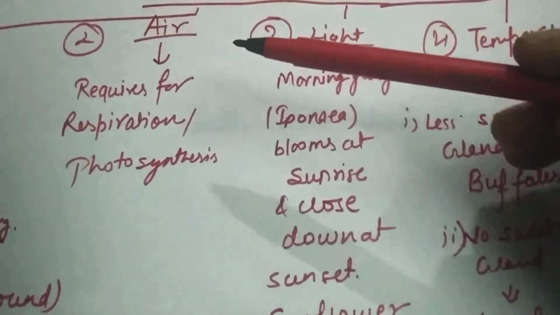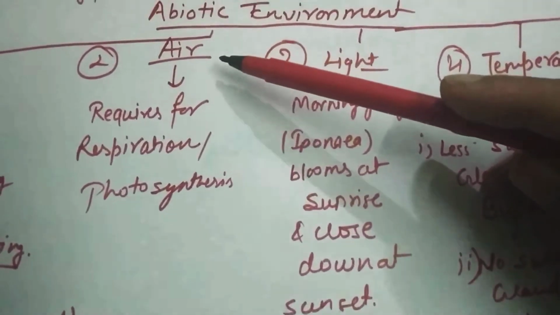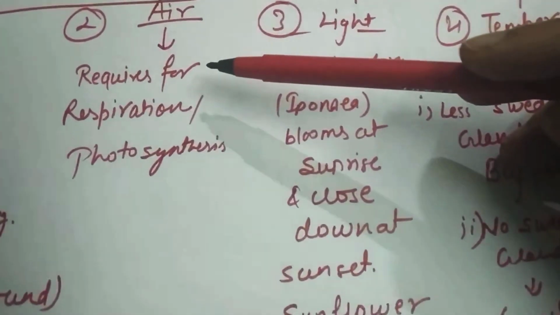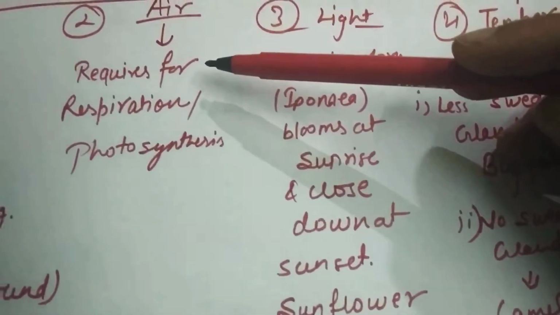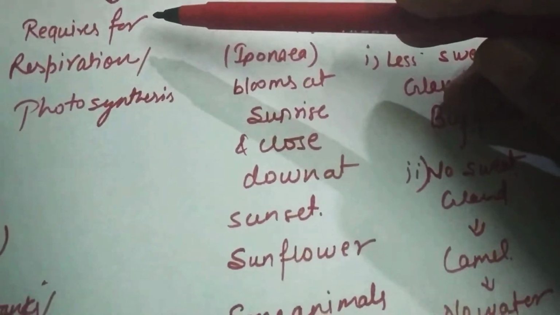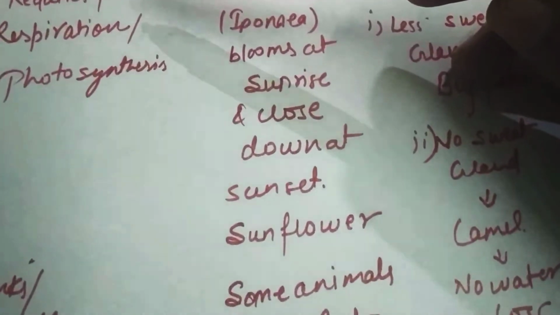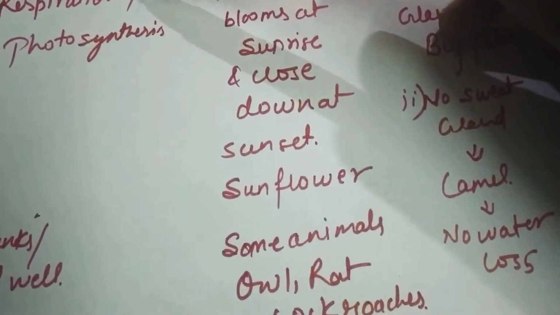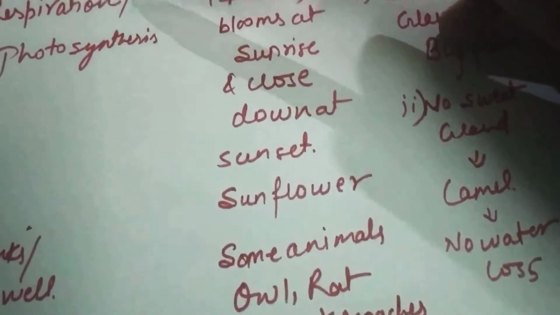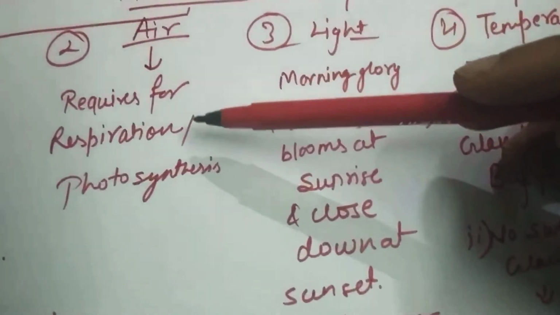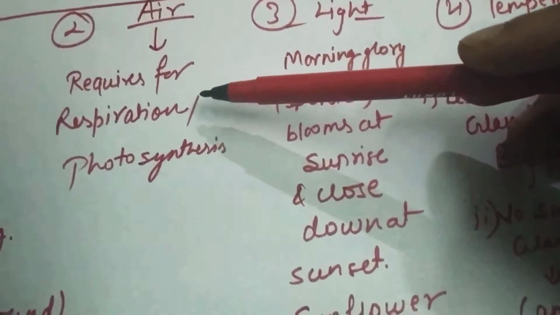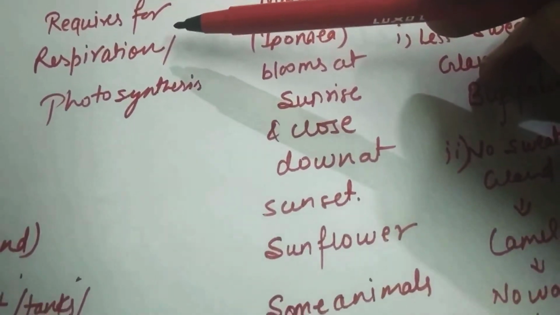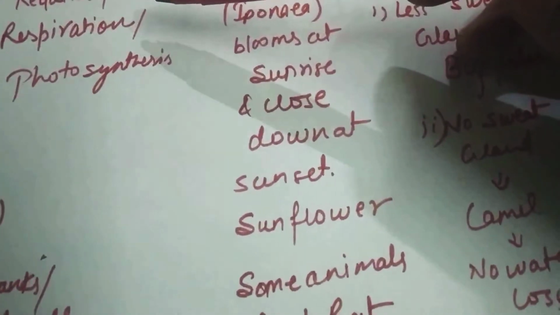Second thing, the air. How does air affect the growth of a biotic environment? We all know, what is air? Air is the composition of gases like oxygen, nitrogen, carbon dioxide. I hope you all know how much percentage of each gas is present in our air. So in respiration, we take in the oxygen and exhale the CO2.